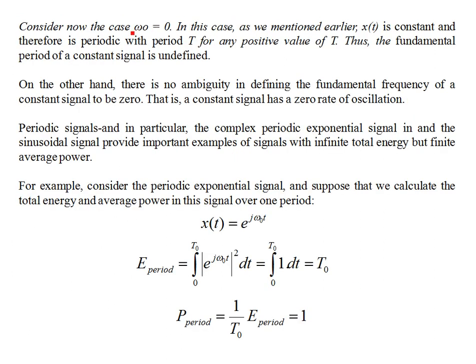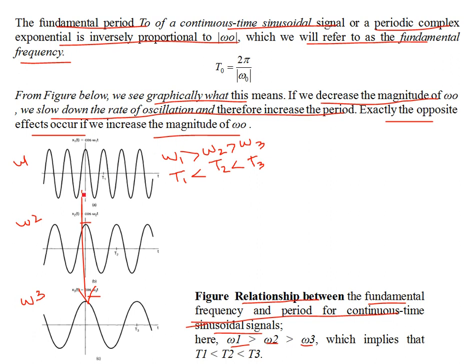Now let's consider the case where omega naught equals 0. If you recall, we have a complex exponential signal x(t) as e^(j omega naught t), the purely complex exponential form. If omega naught is 0, then we are dealing with a constant, right? This is again periodic with any value of T. So T is not defined. The idea is that when the rate of oscillations is 0, what is going on over here?